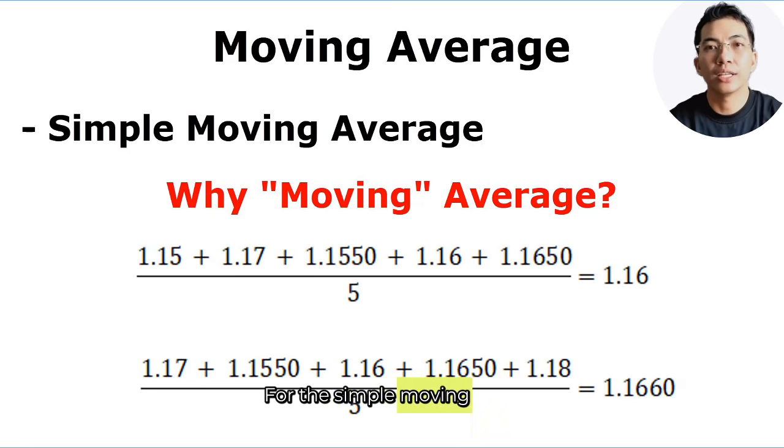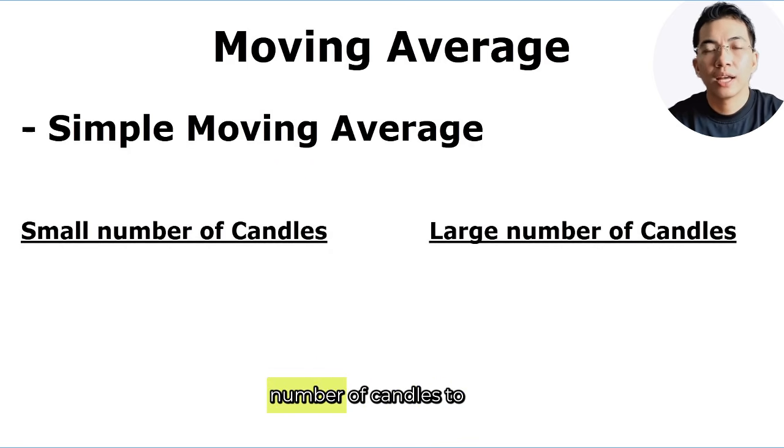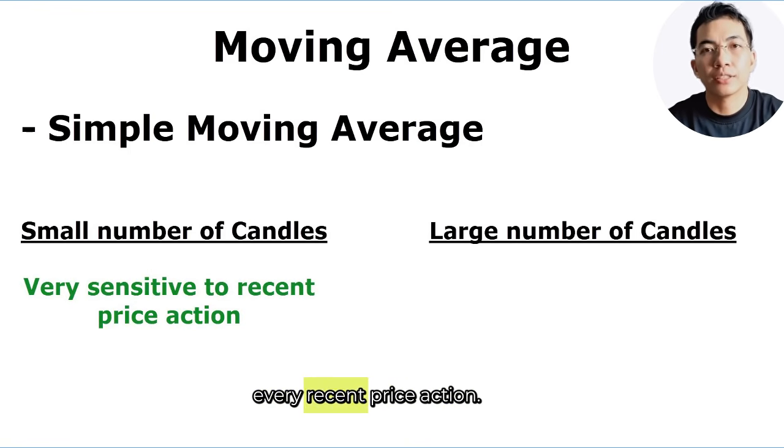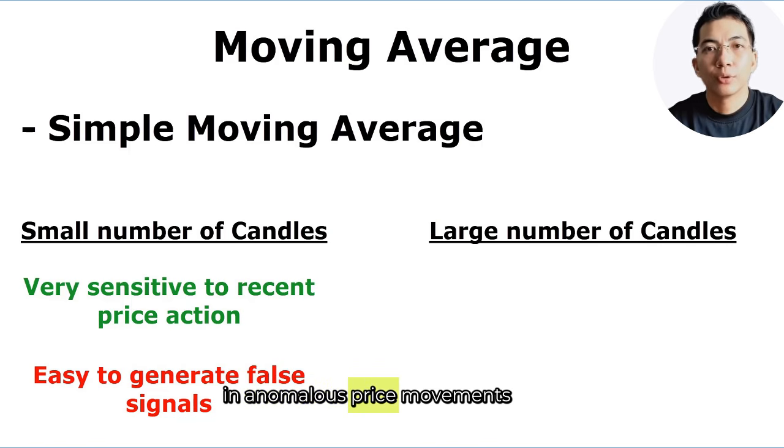For the simple moving average, every price contributes in the same way. So each price contributes 1/5 of the total moving average that we have calculated. This means that if we choose a small number of candles to calculate the simple moving average, the indicator will be very sensitive to every recent price action. This is good from one side because you can have a better understanding of recent price movements, but from another side it is very easy to get caught in anomalous price movements that will give you false signals.